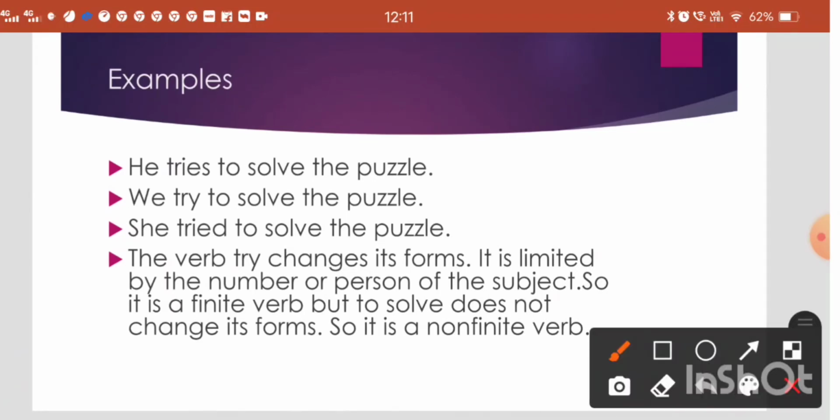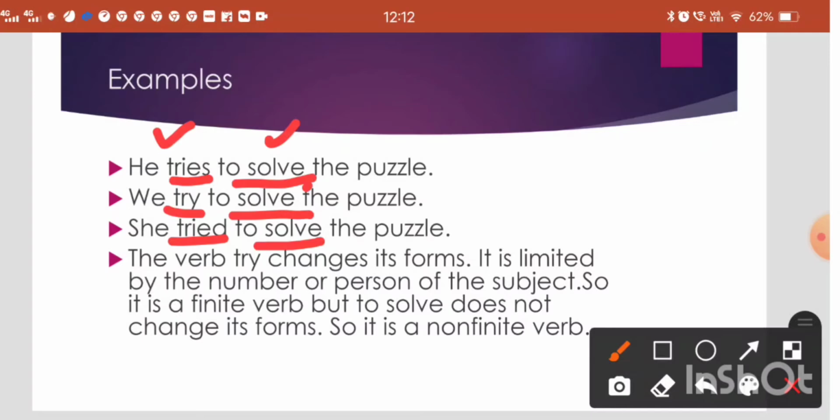Let's come to the next set of examples and try to find out what is a non-finite verb. You see in the examples there are two verbs, tries to solve, try to solve, tried to solve. Which verb is changing its forms? That is try. Tries, try, tried. Which verb is not changing its forms? To solve. It is the same. No change in the form.